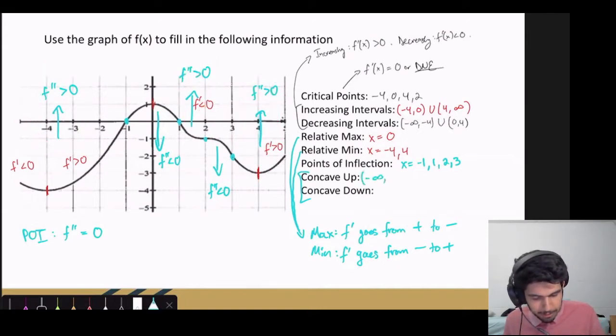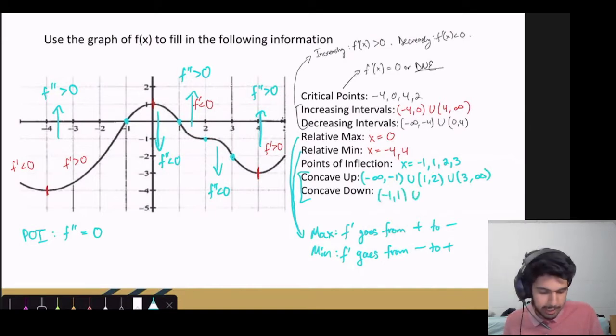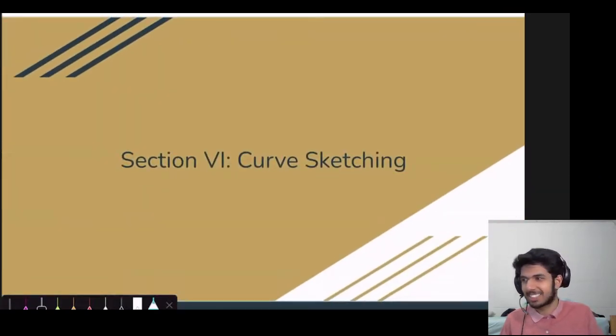Concave up is -infinity to -1. We union that with 1 to 2. And we union that with 3 to infinity. And for concave down, this is -1 to 1. And we union that with 2 to 3. Okay, hefty problem for sure. Covered a lot of stuff, but knowing all of this will be super helpful when we move on to our next section, which is curve sketching.